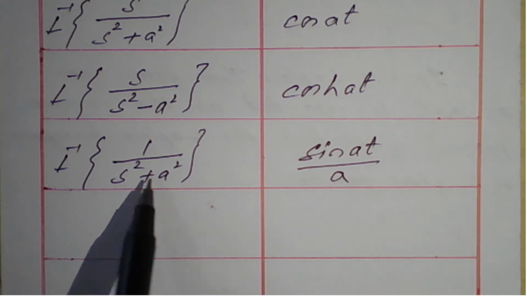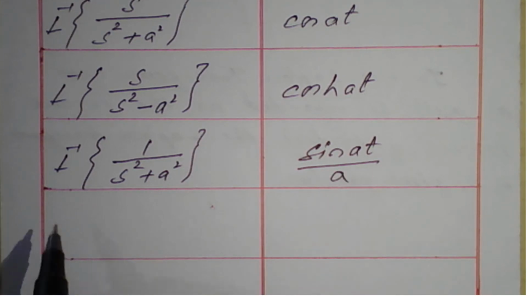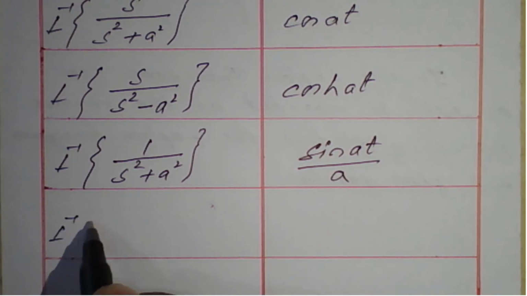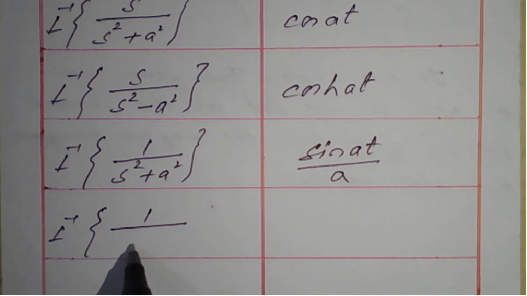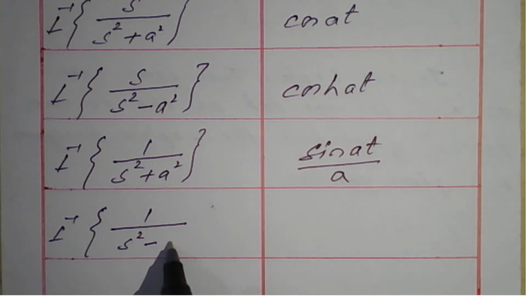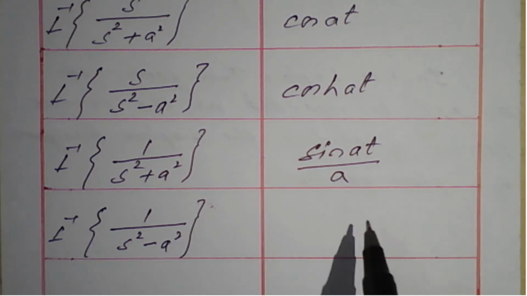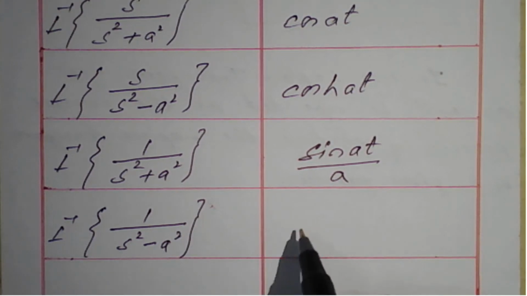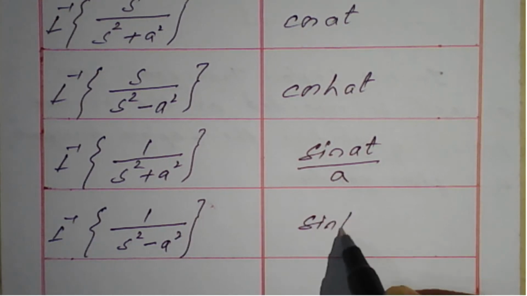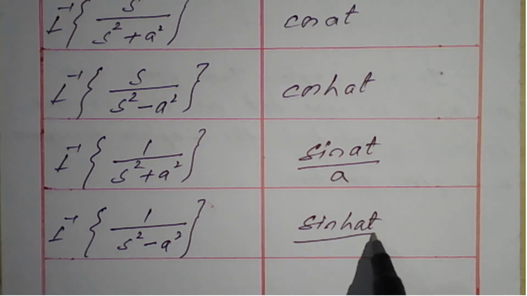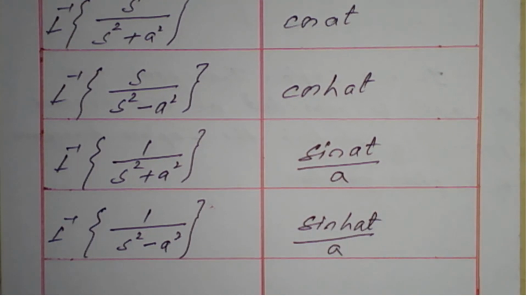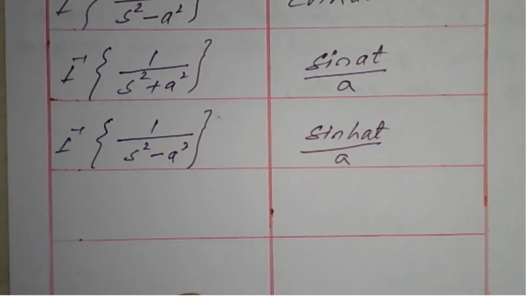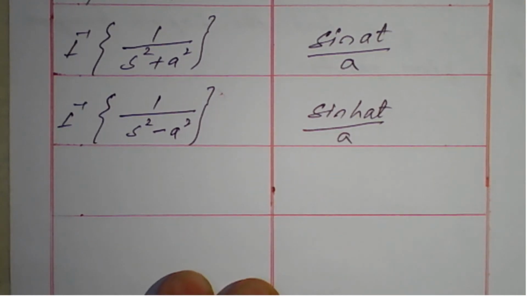Next, because of the plus sign we got sine of AT, and Laplace inverse of 1 divided by S square minus A square is nothing but, because of the minus sign, sine hyperbolic of AT divided by A. So we got this formula.